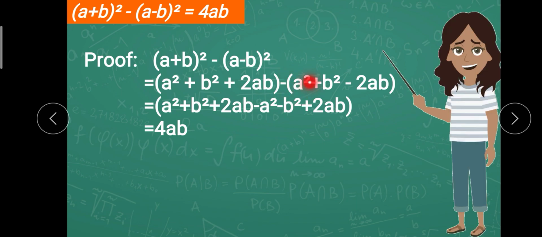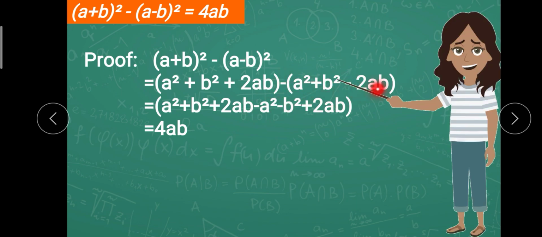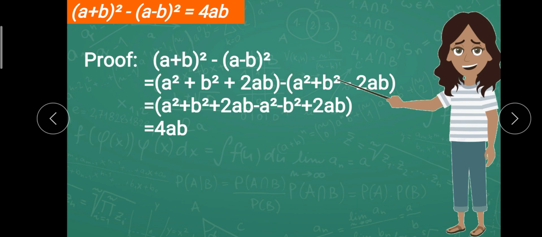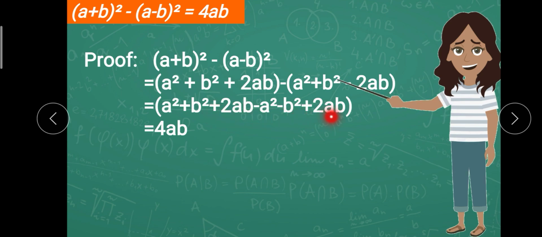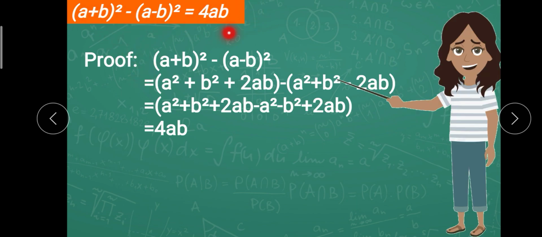Then minus, change the sign: minus a², minus b², plus 2ab. Now cancelling the terms, a² cancels with a², b² cancels with b² because they have opposite sign and the same value. So now only what remains? 2ab plus 2ab, which is 4ab. So (a + b)² − (a − b)² is equal to 4ab.